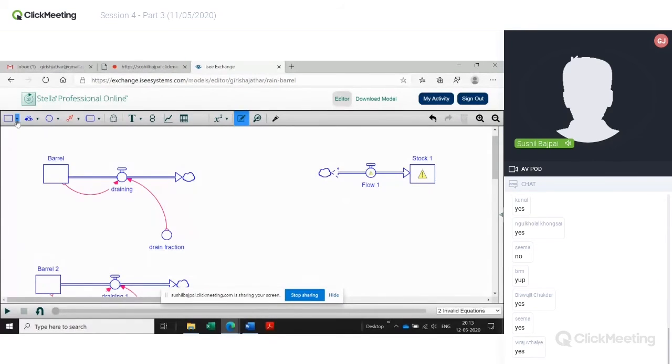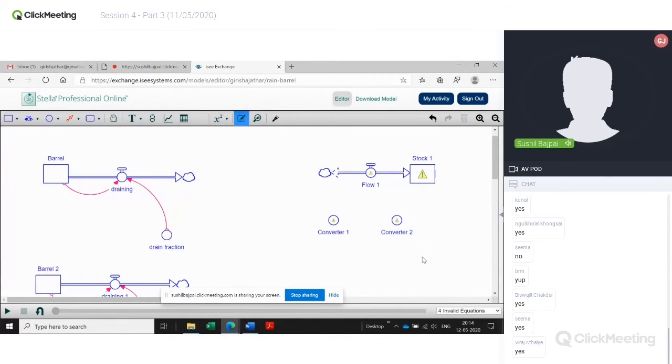Now make a converter and put it just above the cloud or between cloud and flow one. Further down. Yeah, somewhere here. And put another one, one more converter we will need here, somewhere here.